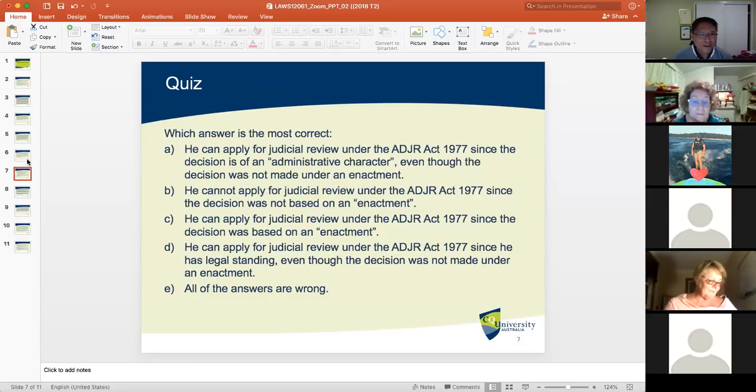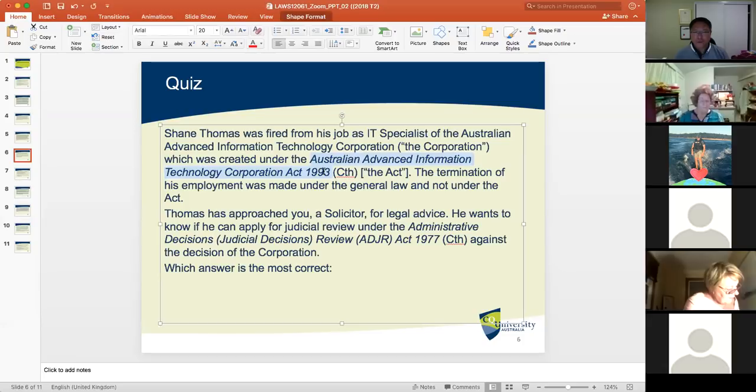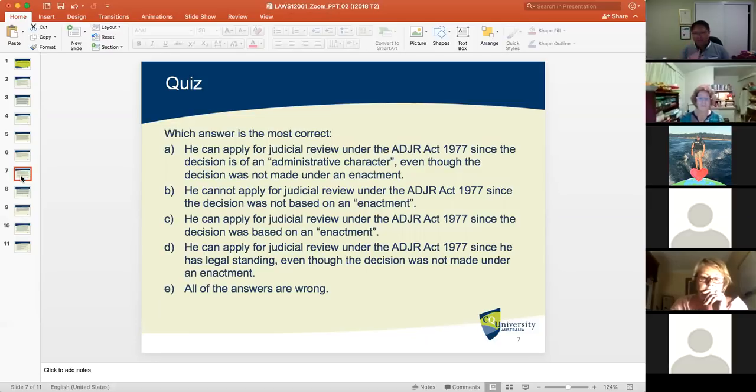Okay, very good. Thank you. So going back to the quiz question, we see here that the Australian Advanced Information Technology Corporation was created under the Australian Advanced Technology Corporation Act. Is the Act an enactment? It obviously is. Hang on, before I get there, can you just give me an answer here? Just say A, B, C, D, or E. We've read through the facts, and this is just for the purpose of getting information. What do you suppose is the correct answer here? Can I ask everyone to put an answer in the chat box?